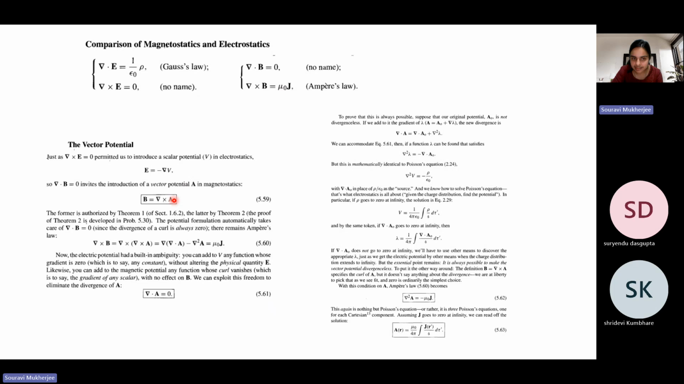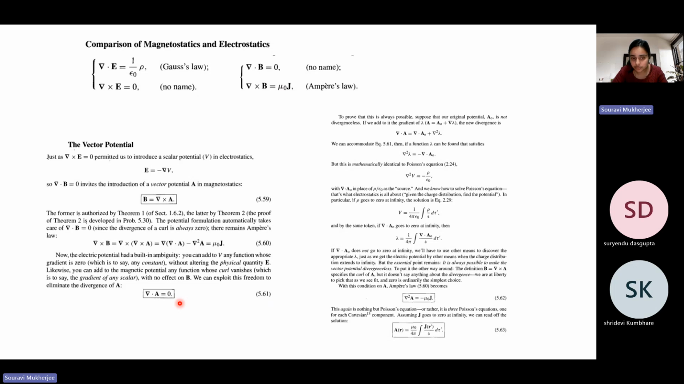Now, that means if you add something to this A which has a zero curl, that will not change the magnetic field. So from there comes this idea that if you now have some scalar lambda, and you take the gradient of that scalar, then the curl of the gradient of a scalar will always be zero. So you can always add something like this to your vector potential. Why it is interesting is because that means you can always add something to your vector potential to make the divergence of the vector potential go to zero.